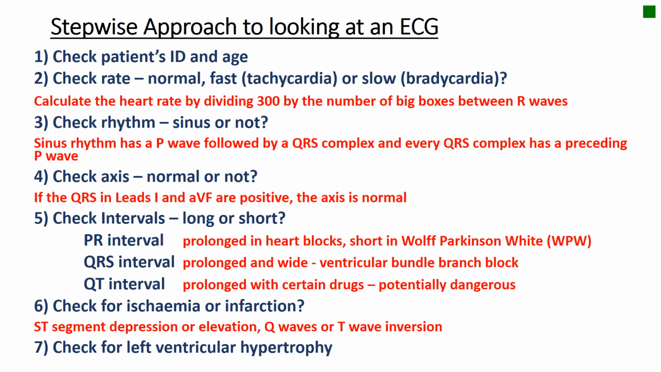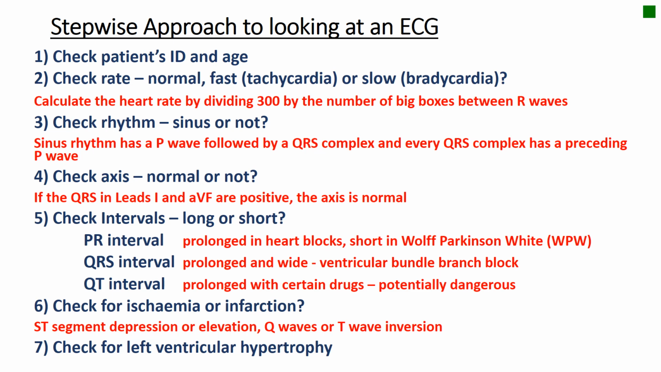So I want to give you a stepwise approach to looking at an ECG. Like any new skill that you learn, it's good to have a framework, a system that you can follow, and then you're not likely to miss anything as you do it. Again, like with many investigations, it's always good to check the patient's name and age, and check that you're looking at the right patient's ECG. Also, whether the patient is male or female and their age will immediately make you think of different types of causes for abnormal ECG traces, or even what is normal within that age range. Then you're going to check the rate, whether it's normal, fast or slow.